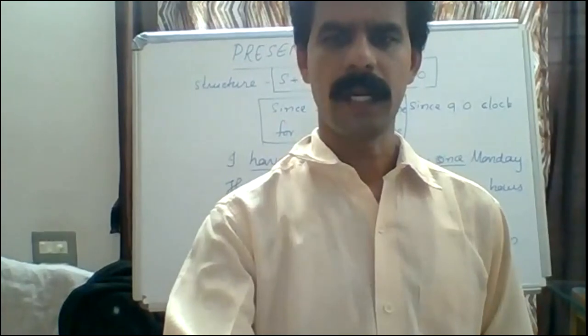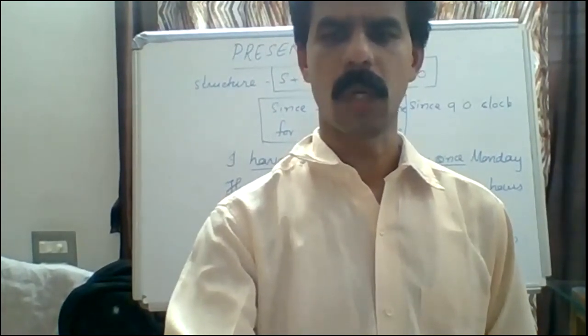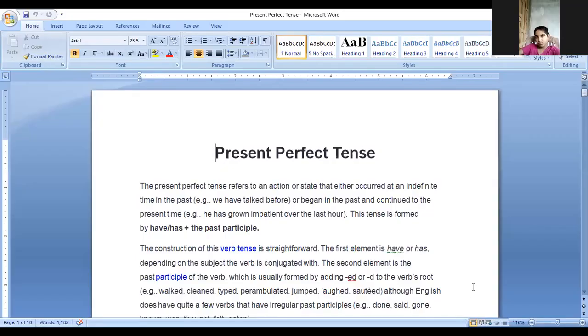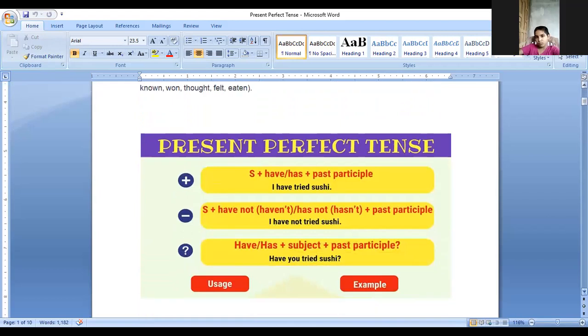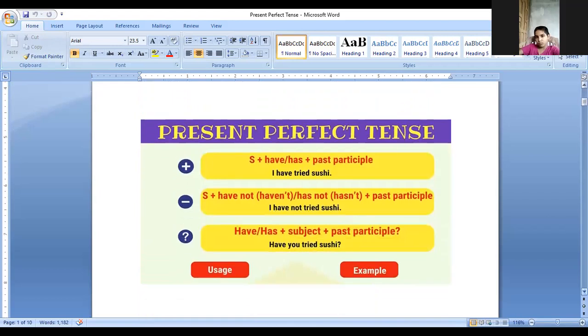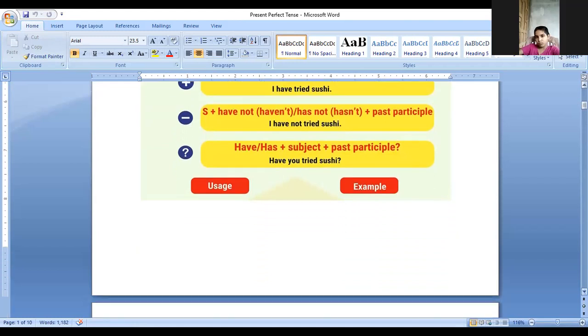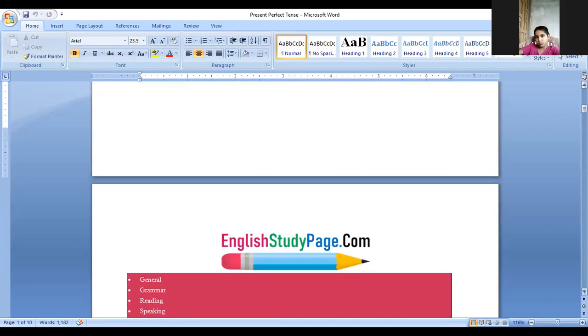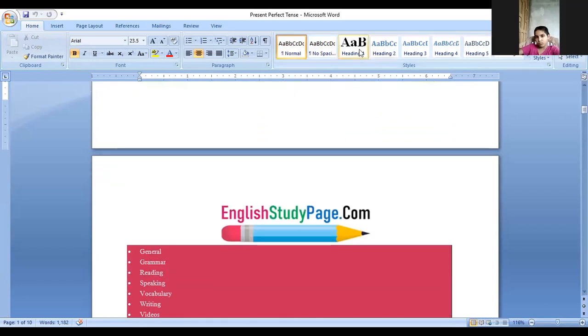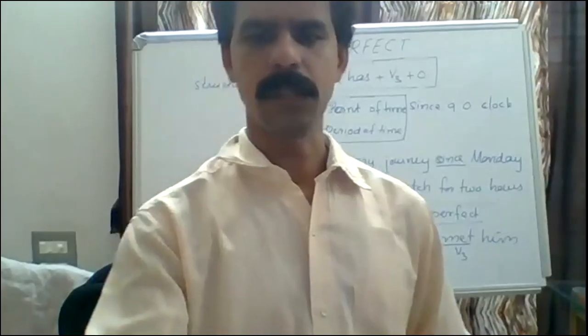Then, I would like to give you all the details about the present perfect tense and the structures I have written here. Subject plus have or has plus past participle: I have tried sushi. Subject plus have not or has not plus past participle: I have not tried sushi. Have or has plus subject plus past participle. The usages and everything else, you can get it. I will send it to you.